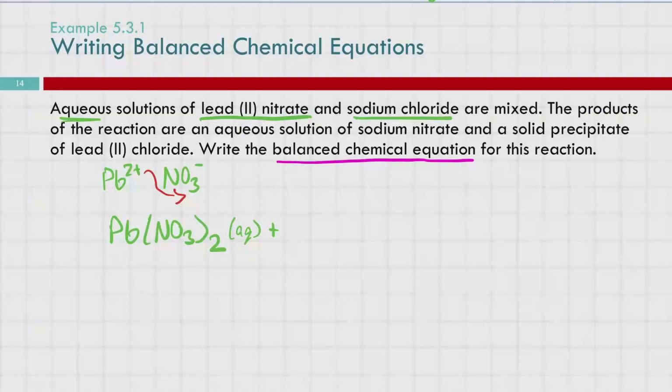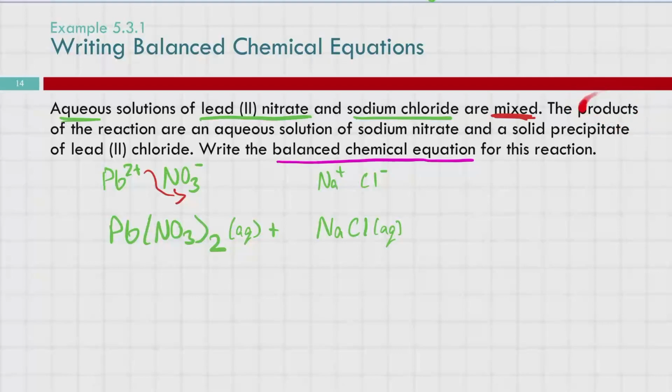We also have sodium chloride. Sodium, when it forms an ion, is a 1 plus. Chlorine, when it forms an ion, is a 1 minus. So we've got our old friend NaCl, sodium chloride, table salt. So those are our reactants, because those are the things that are mixed.